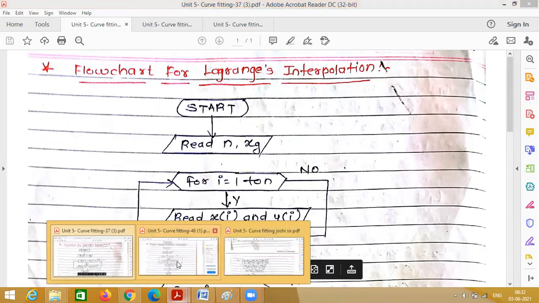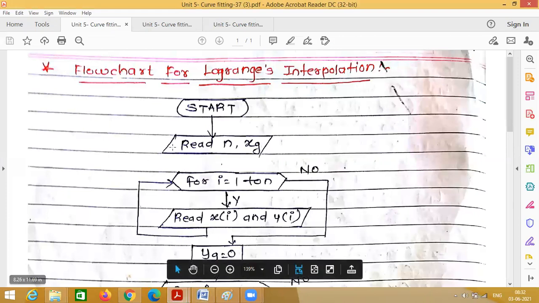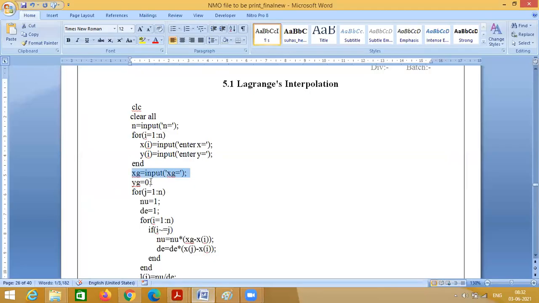So for that we can write this code. For i is equal to 1 to n, when i is equal to 1 we are going to write the value of x1 y1, then i is equal to 2 x2 y2, then x3 y3, x4 y4, total 4 readings are there. Then define the input value xg. So in your case xg is 3, in the particular problem. Then initially assume the value of yg is equal to 0.